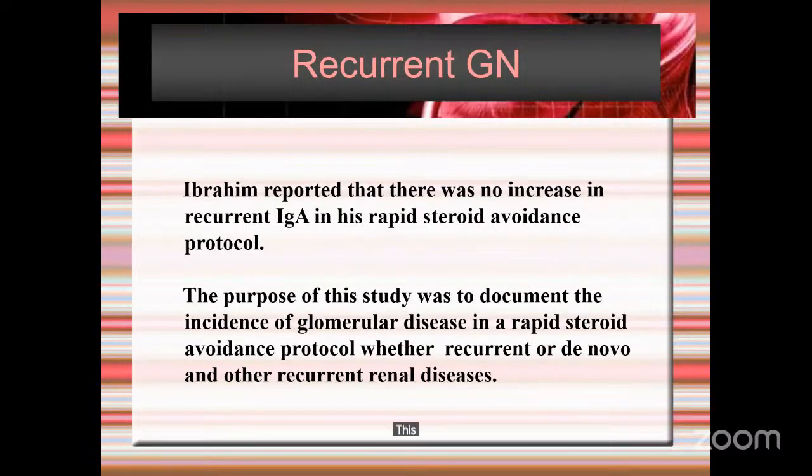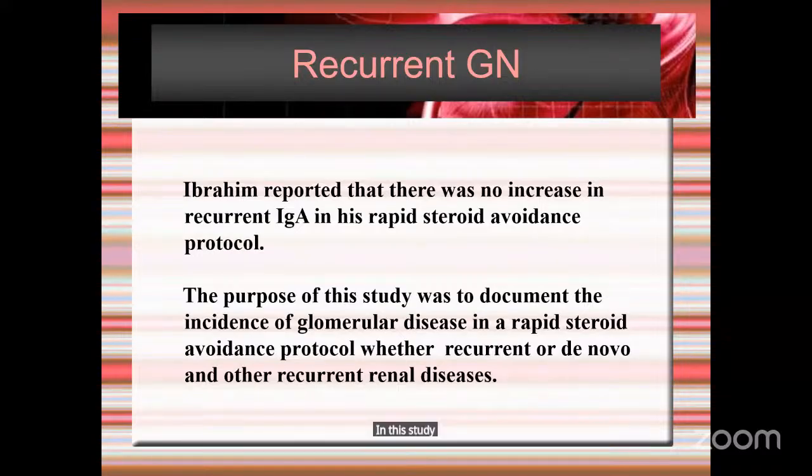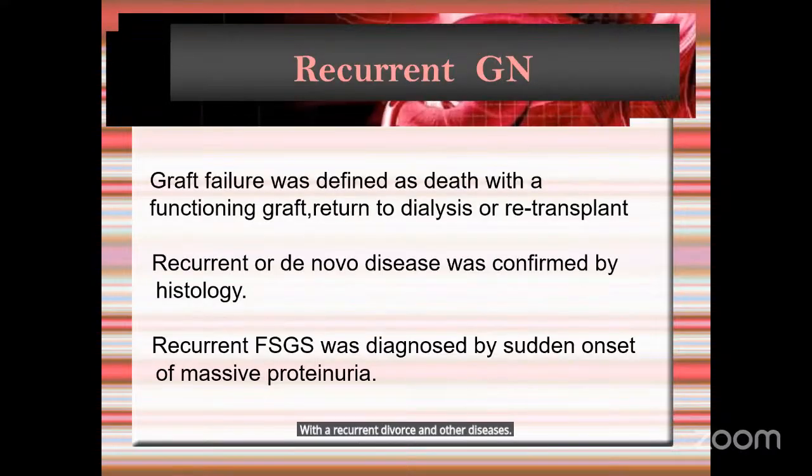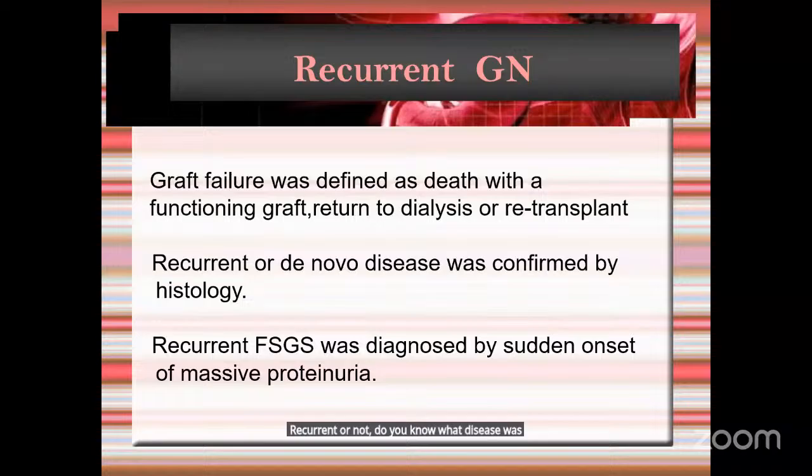Another gentleman has reported a second time that there was no increase in recurrent IgA in a rapid steroid avoidance protocol. So in this study, I have documented the incidence of glomerular disease in a rapid steroid avoidance protocol, with recurrent and de novo and other diseases. Graft failure was defined as death with a functioning graft, return to dialysis or retransplant. Recurrent or de novo disease was confirmed by histology.